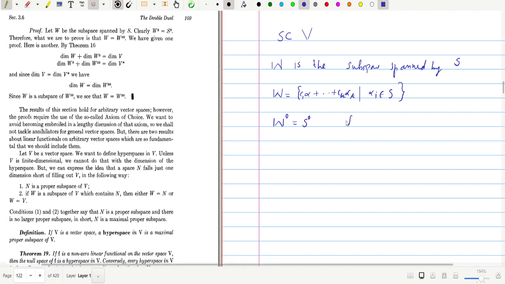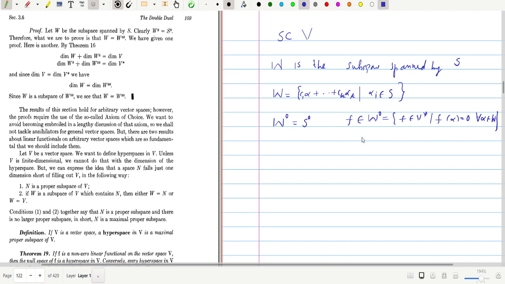Whenever you choose F belongs to W naught, by definition this is the set of all F belongs to V star such that F of alpha equal to 0 for all alpha belongs to W. If you choose such an element F from W naught, then F has this property. Then we will prove that F maps every element of W to 0.